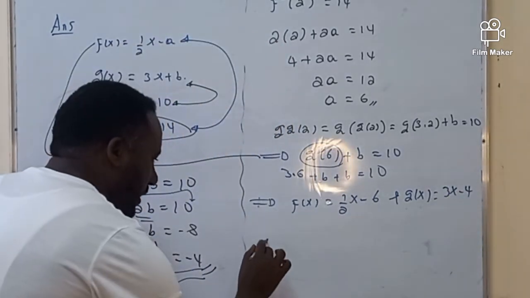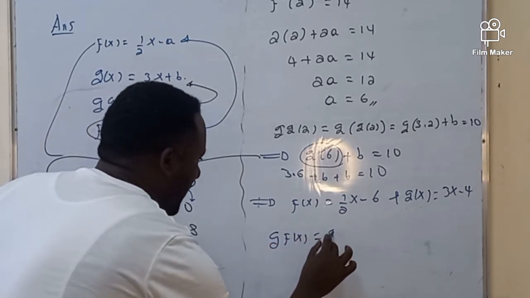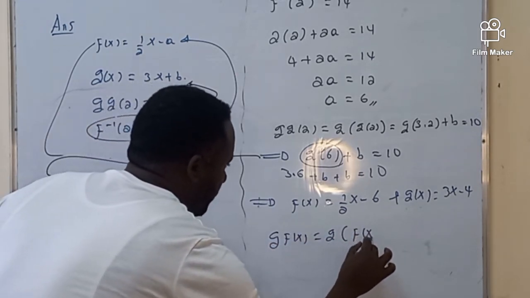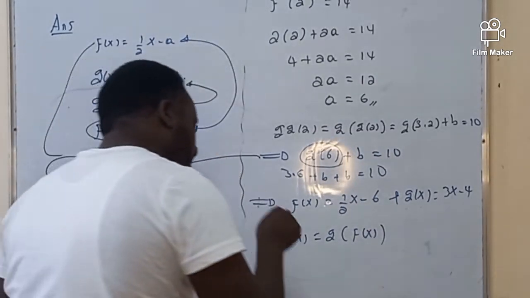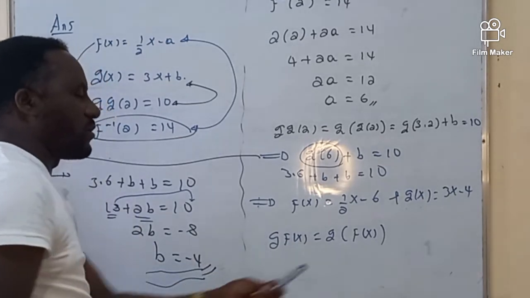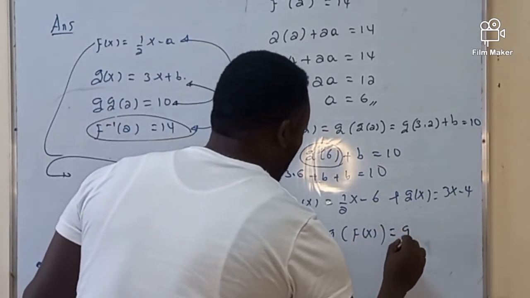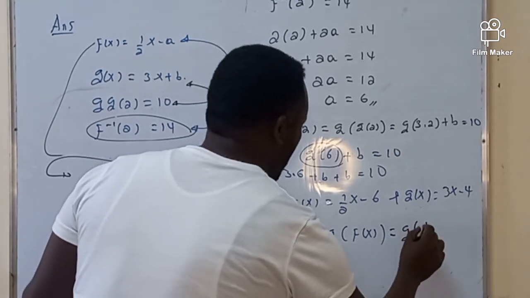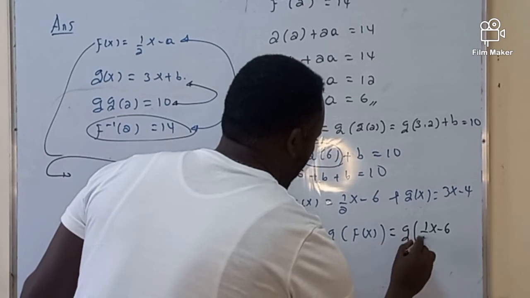Then how could you find g of f of x? How could you find this one? This is exactly g of f of x. That means we have to first evaluate. Now this g of f of x means g will be evaluated with respect to f of x, which is directly 1 over 2x minus 6. This is the way.